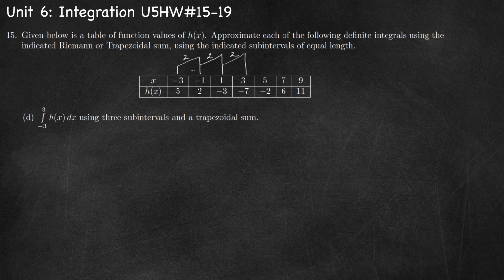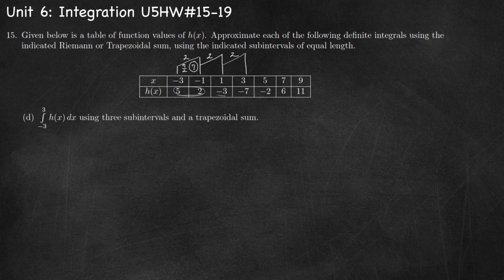Now to get the area of the trapezoid, I have to take these widths and multiply by the average base. So I'm averaging these two values. 5 plus 2 is 7. So I have 7 divided by 2, and then I'm going to multiply it by the 2, and that's just going to give me 7.